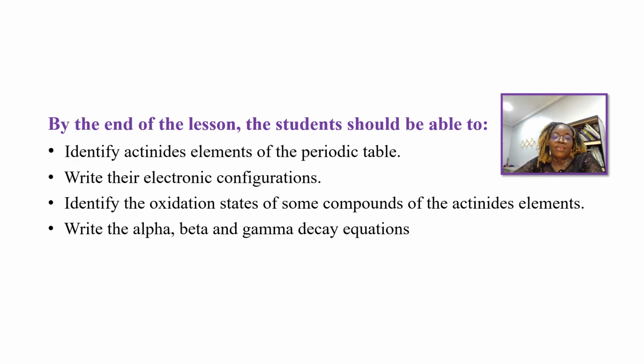By the end of the lesson, the student should be able to identify actinide elements of the periodic table, write the electronic configuration, identify the oxidation states of some compounds of the actinide elements, and write the alpha, beta, and gamma decay equation.